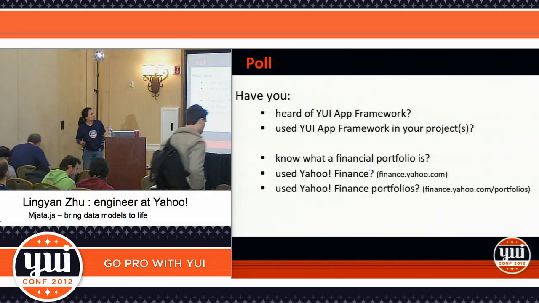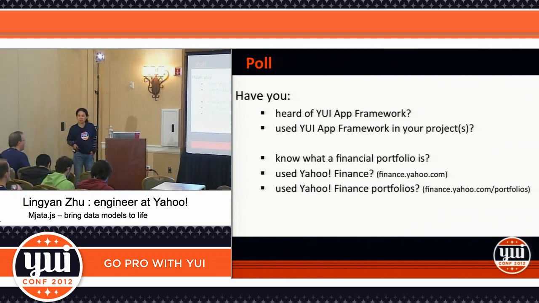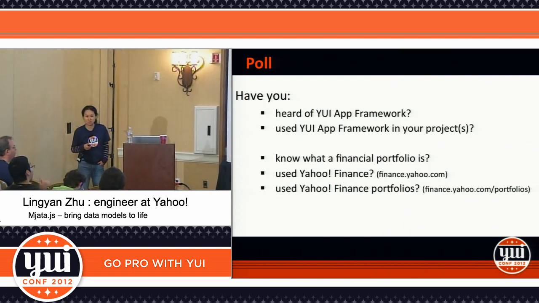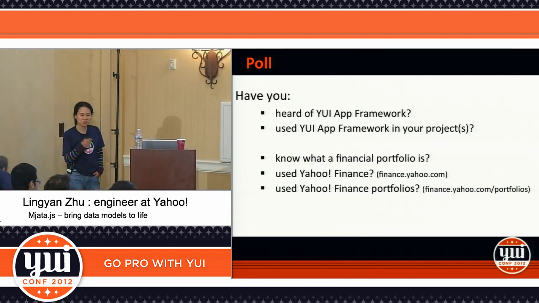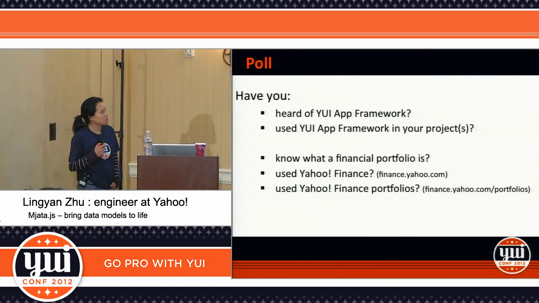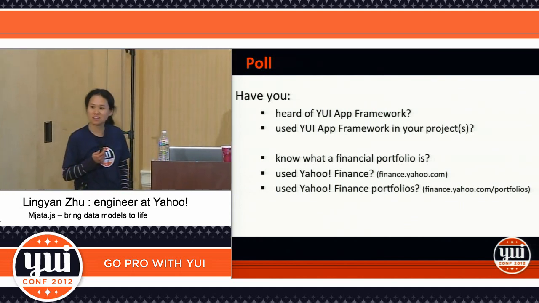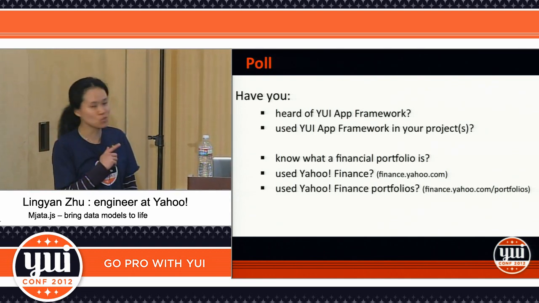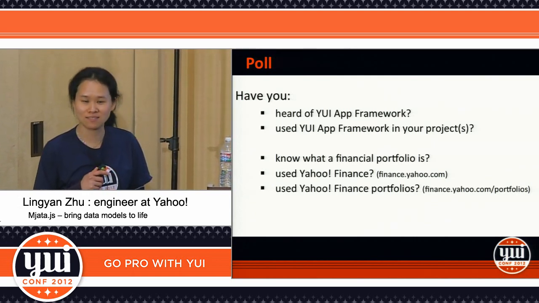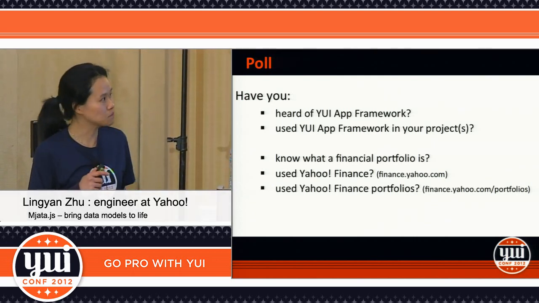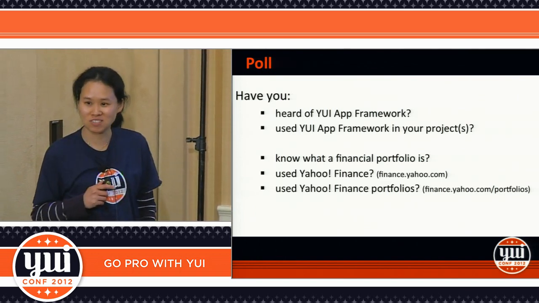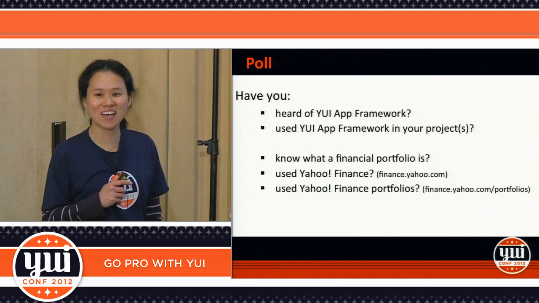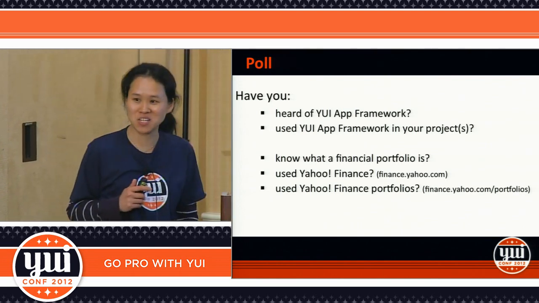Hello, everybody. Before I start the talk, I just want to have a quick poll so that I know where everybody stands. Because I'm going to be using a finance portfolio as an example throughout the talk, I want to know if you already know about it. How many of you have heard of the YUI app framework before? Awesome. How many of you have actually used it in your project? Wow. Great. And now, how about financial portfolios? Have you guys ever had any? All right. OK, so it's time to start having a financial portfolio.